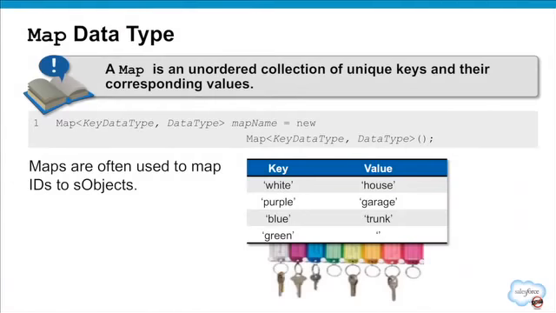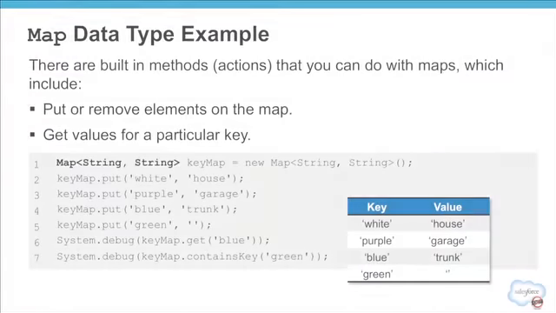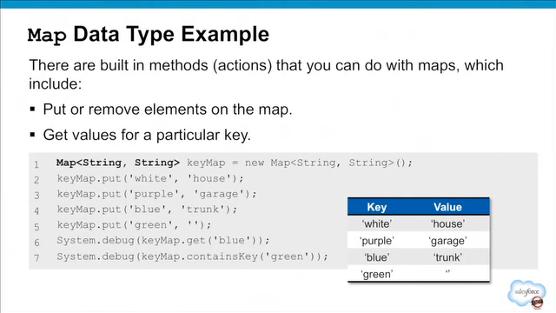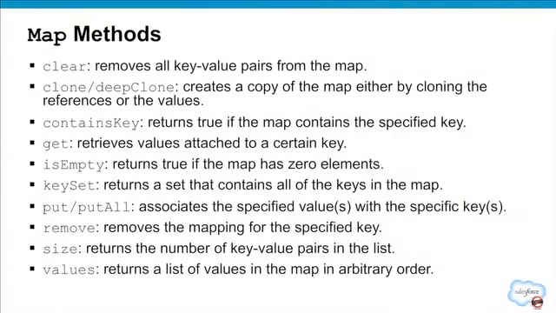A map is a unique key being mapped to a non-unique value. So here we have a map of strings to strings, and we have all our different colors and then the different values associated with those. And then here are our different methods.